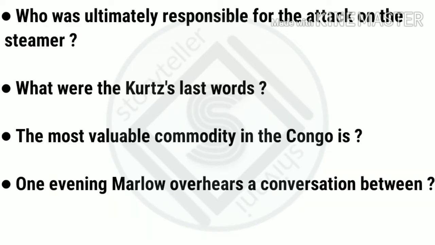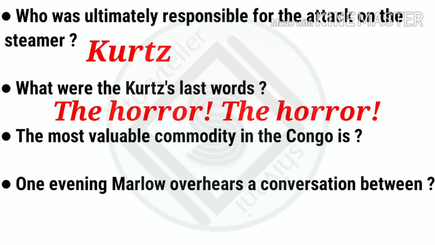Next, who was ultimately responsible for the attack on the steamer? So the answer is Kurtz. Next, what were Kurtz's last words? So it was the horror, the horror. Next, the most valuable commodity in the Congo is. So the answer is ivory.